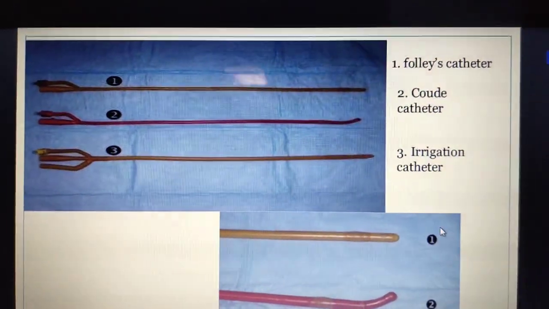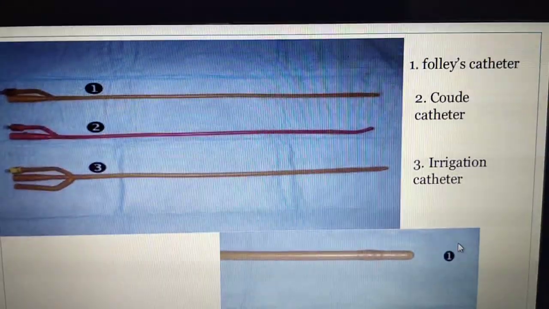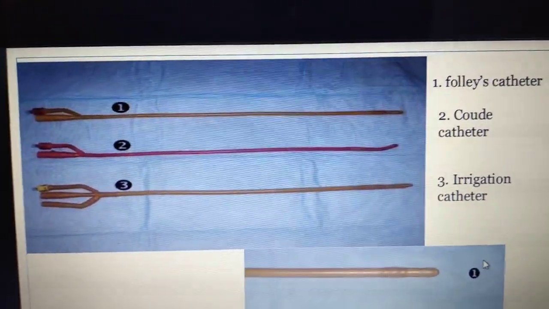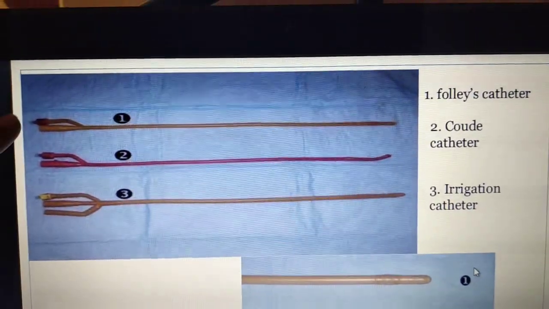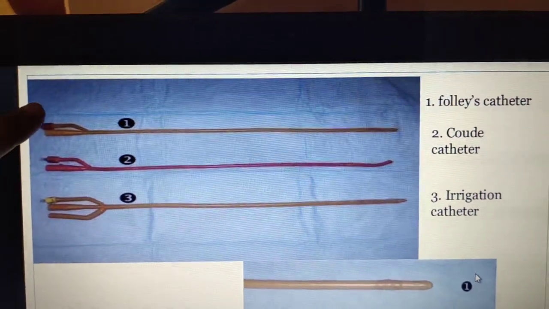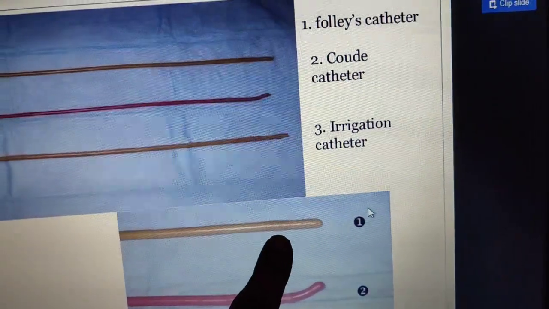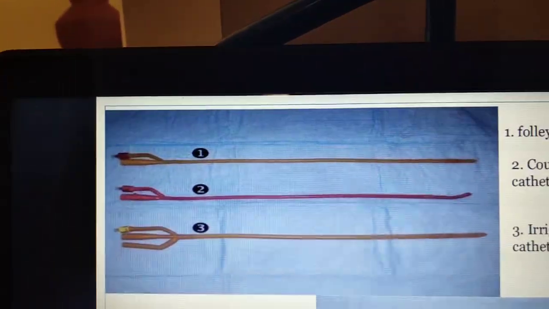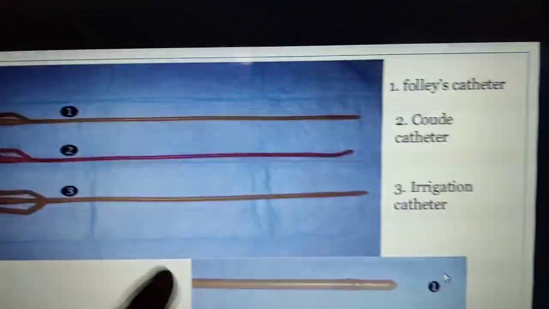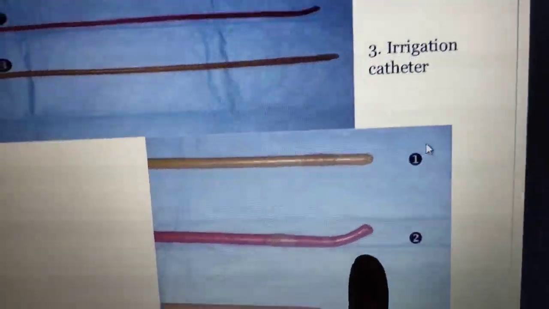Next we'll see these catheters. See the Foley's catheter. Here we have two ends, isn't it? And you observe the tip is a straight tip. Whereas a Scout catheter is the same as a Foley's catheter, but the tip has a bend shape.